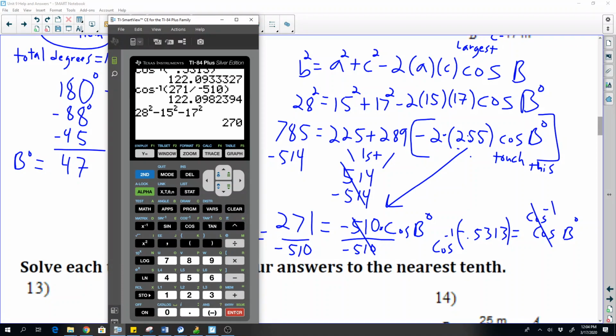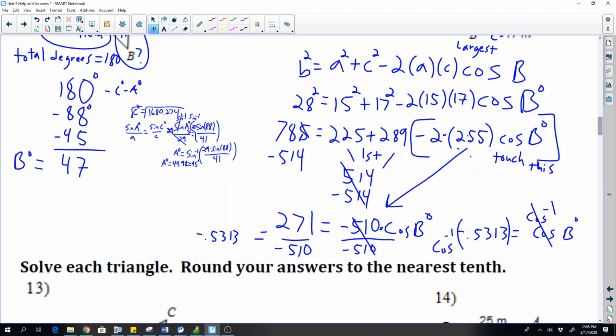That would have given us 270. Did we make a mistake somewhere? Uh-oh. 785 minus 514. Where'd you get that 514? Where'd you get 785, though? What's 28 squared again? 784. So we'll have to cross that off. That was supposed to be 784. Sorry. Good thing we checked our work, huh? So that's going to give us 270. So this is not 271. This is 270 divided by negative 510.